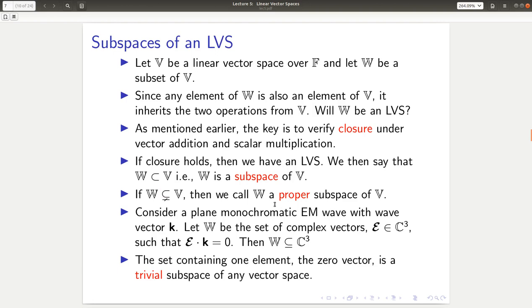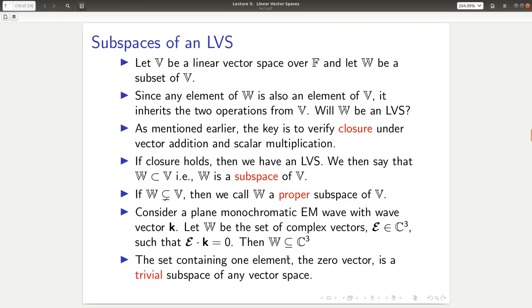Now let's do an example again. Consider a plane monochromatic EM wave with wave vector k, and let W be the set of complex vectors epsilon in C3 such that epsilon dot k, the usual dot product which we have seen, equals 0.